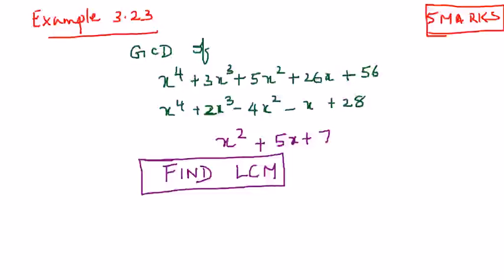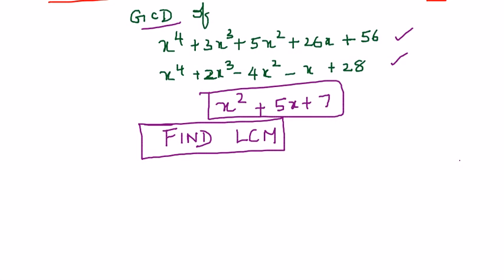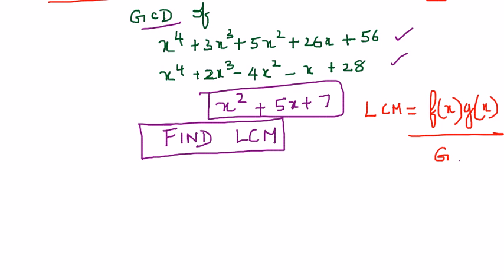Example 3.23 is an important 5-mark question. Here you're given two equations and the GCD of the equations is x squared plus 5x plus 7. You are asked to find the LCM. Before doing the sum, you must know the formula for the relationship between LCM and GCD. So what is the formula? I'll write it here. LCM is equal to f of x into g of x divided by GCD.